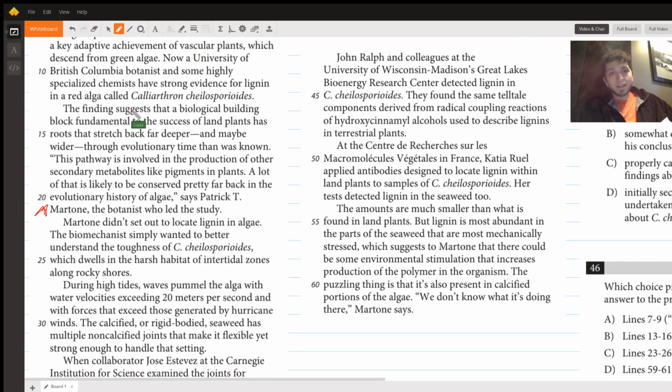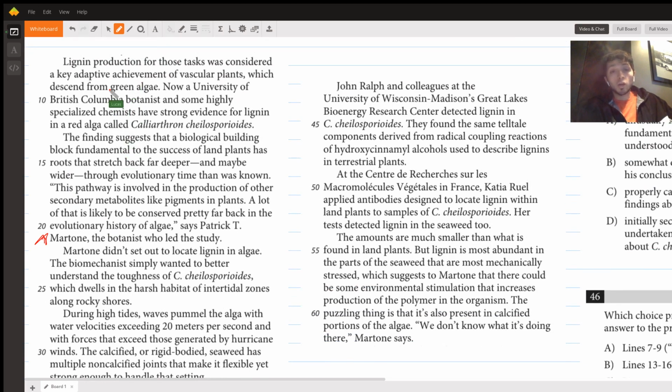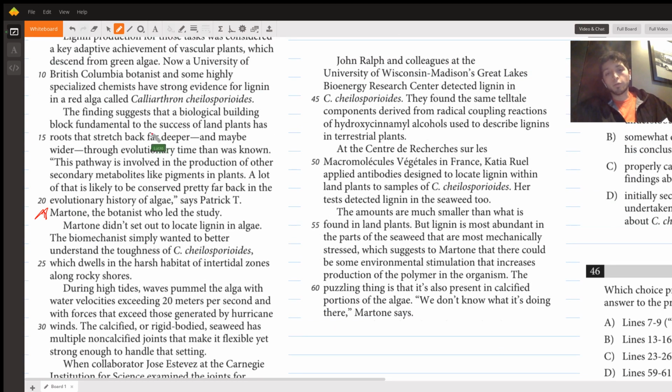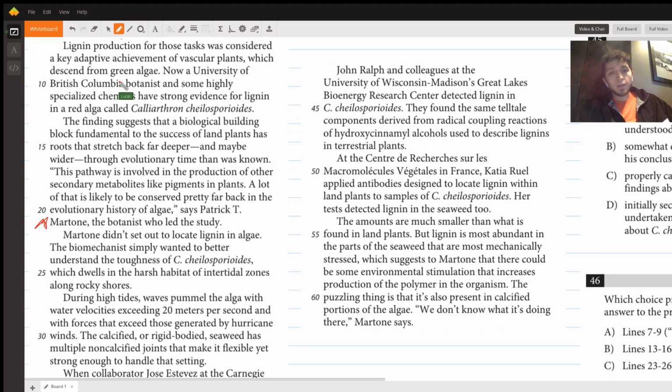That means that any text that comes before here could, in theory, mention Martone, right? Maybe just his name is brought up here, but he's referred to up here. Generally, SAT doesn't work like that. It's going to mention the person, then it's going to refer to them. So already, it's unlikely to be one of the texts before line 21.